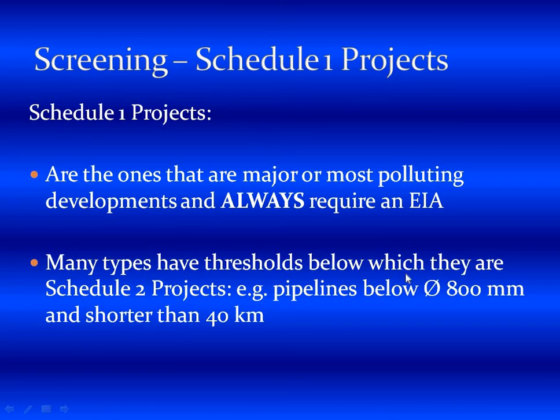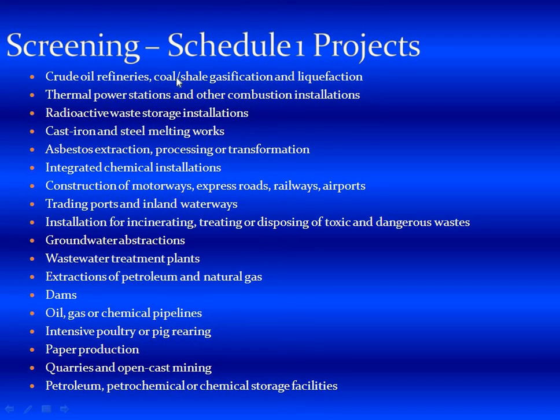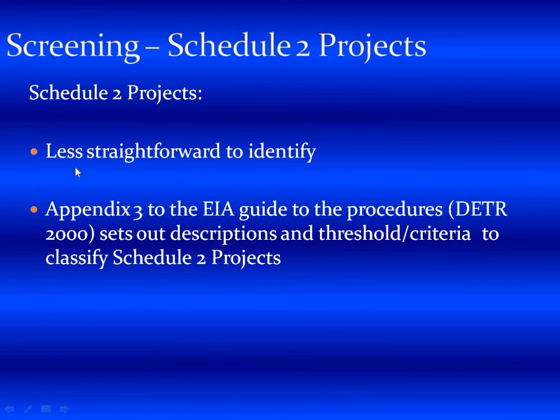There are many types of thresholds below which projects are scheduled, like a pipeline below this much diameter, or shorter than this much length, or this much total area. Some threshold they give. These are schedules: whether initial preliminary or detailed assessment is required. So these are some of the screening procedures. For Schedule 1 projects, you can see these things are required. Initial studies only are required.